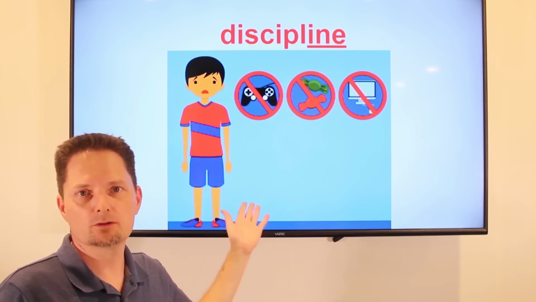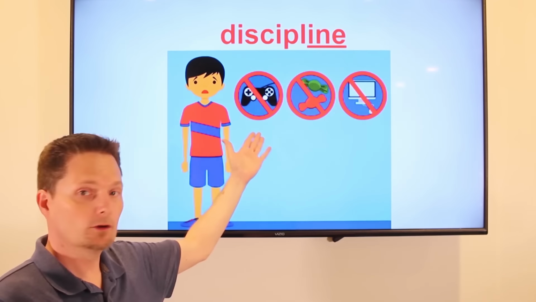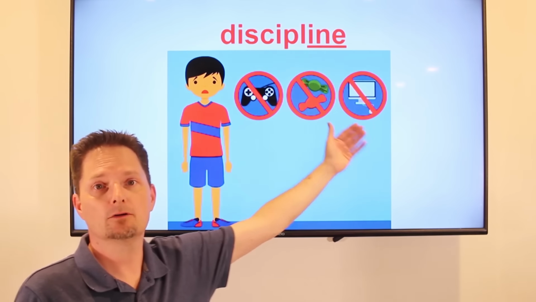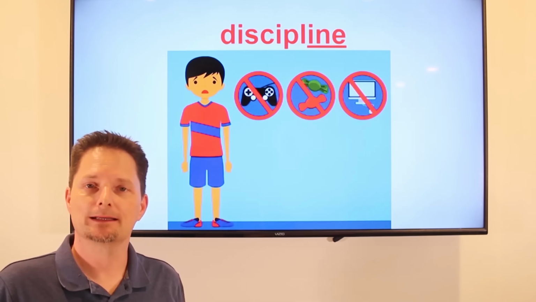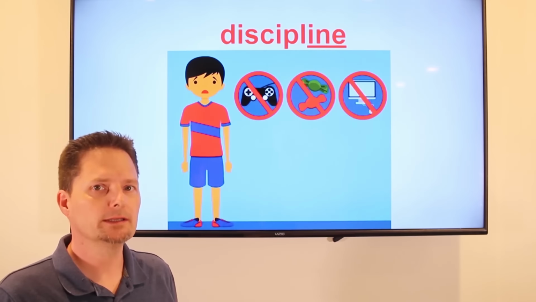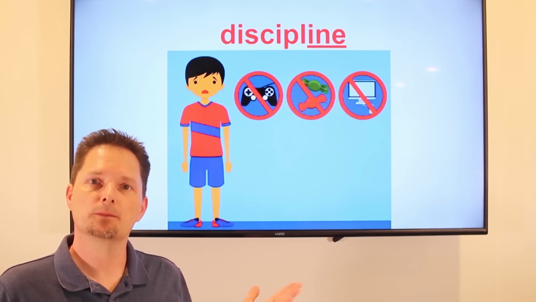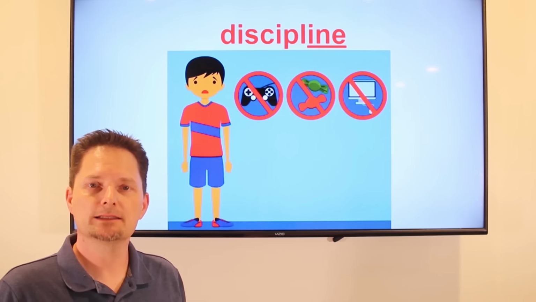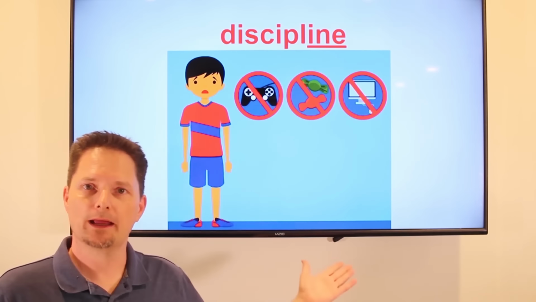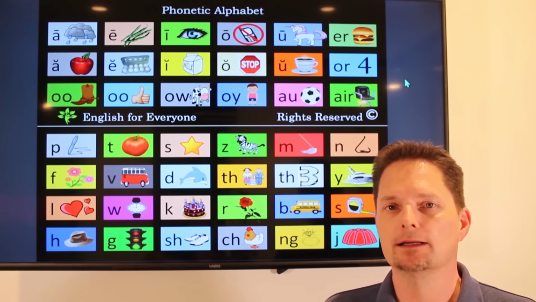Next example, discipline. Discipline. When my children don't behave, no computer, no candy, and no TV. Discipline is a noun. I think discipline is important. And discipline is a verb. I discipline my children. I discipline my child when he doesn't behave. Pronunciation, discipline.